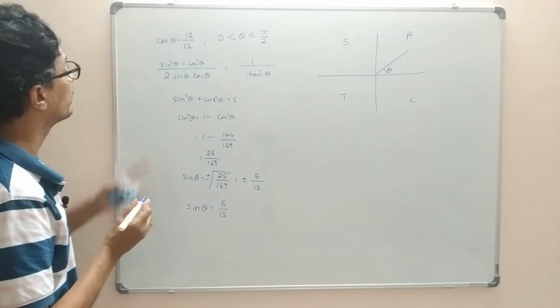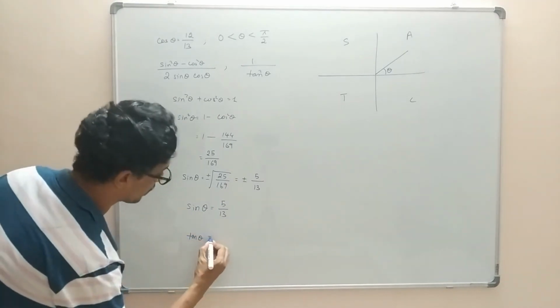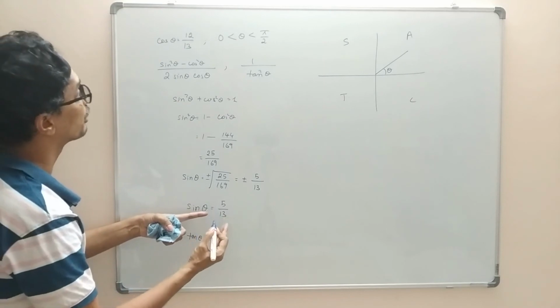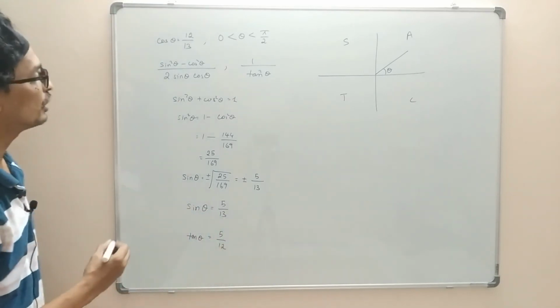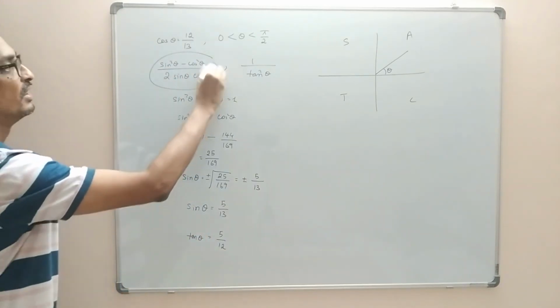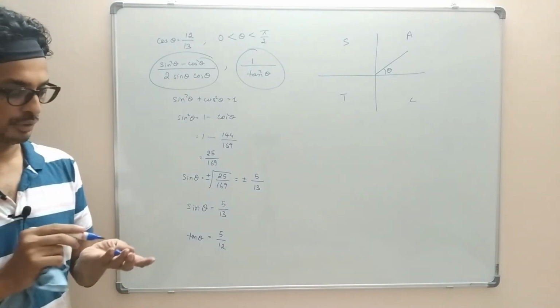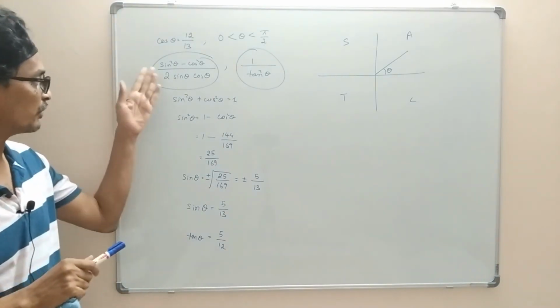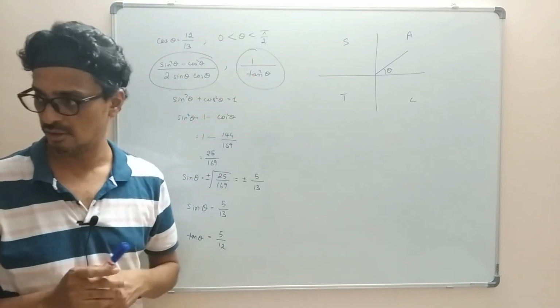Now given sin theta, you can always find tan theta. Tan theta is nothing but sin theta by cos theta. So 5 by 13 divided by 12 by 13, it's going to be 5 by 12. Okay, so now you know sin theta, cos theta and tan theta. You can put them into this formula and this one, and you can find the answer. Take all these ratios and do it. It's simple arithmetic.